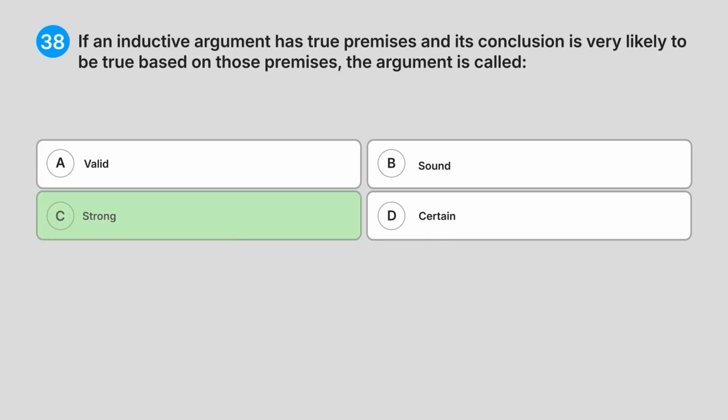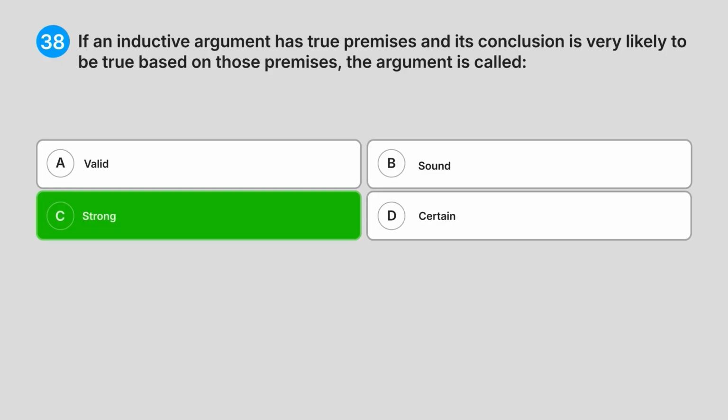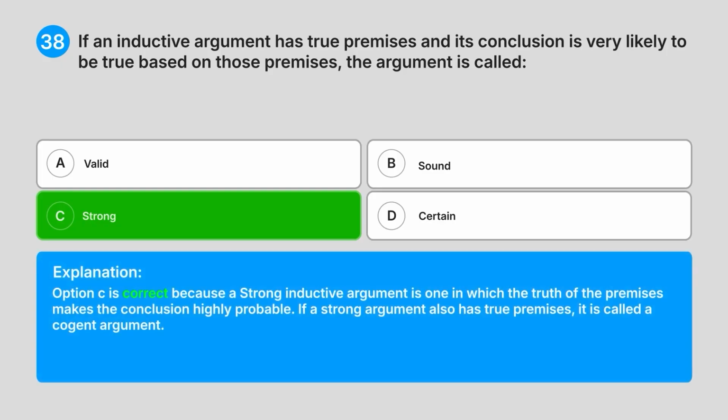Correct answer, C. Strong. Explanation. Option C is correct because a strong inductive argument is one in which the truth of the premises makes the conclusion highly probable. If a strong argument also has true premises, it is called a cogent argument.